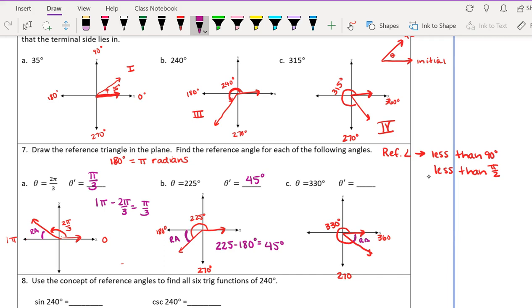And so how do I get there? Subtract to the nearest x-axis value. So 360 minus 330, I get 30 degrees, so the reference angle is 30 degrees.